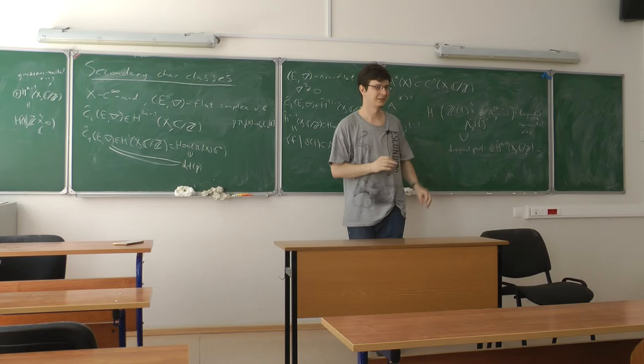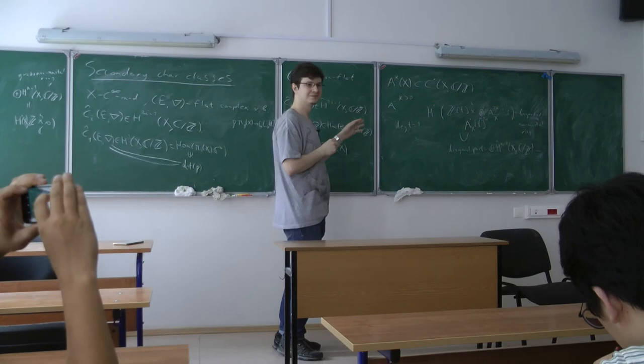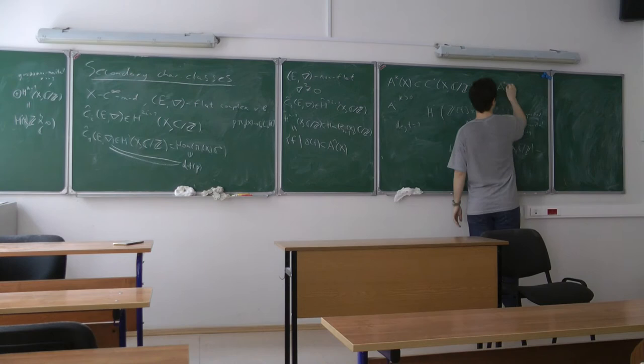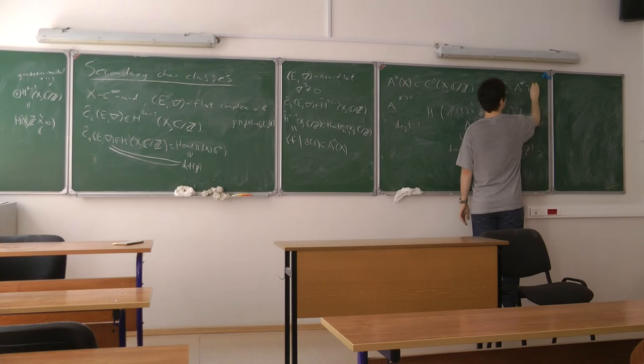Still do not understand what you mean by A^k(X). Just assume that there are some subsets. No, it's C infinity differential forms. C infinity differential forms. A^k(X) is Lambda^k T^*X complexified.